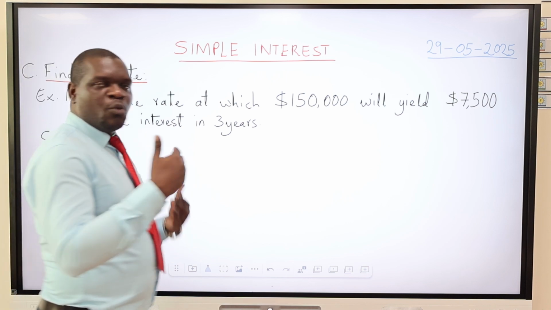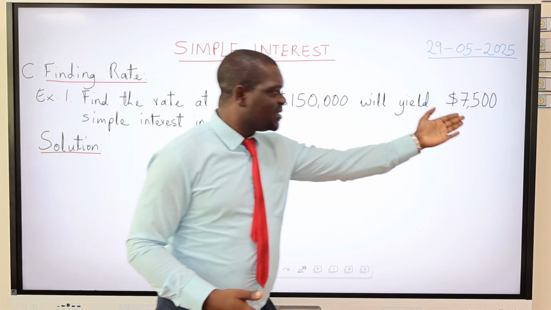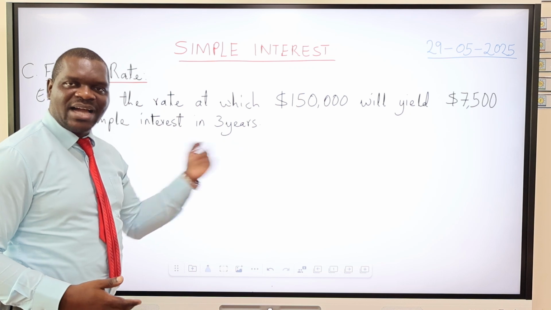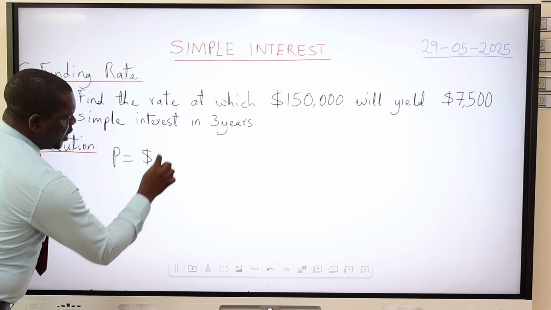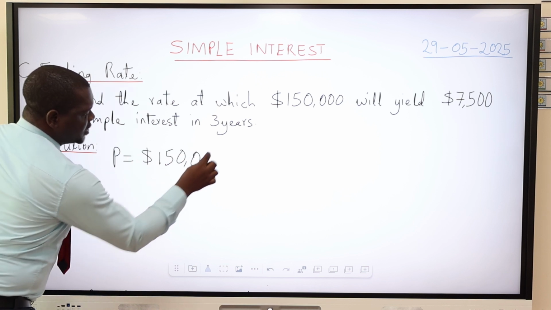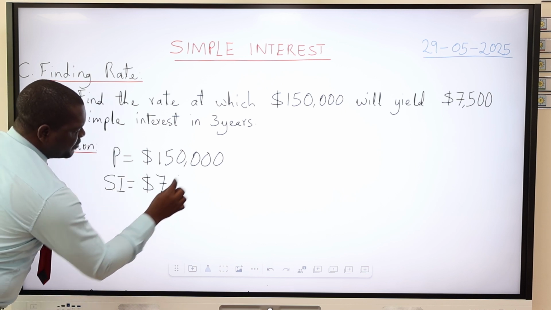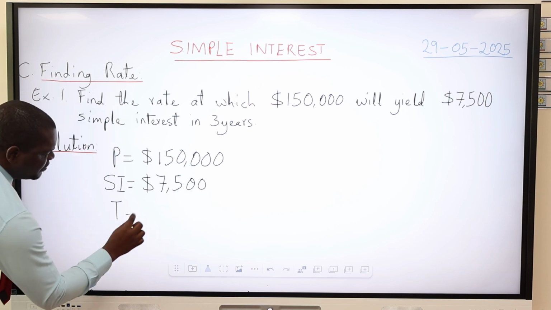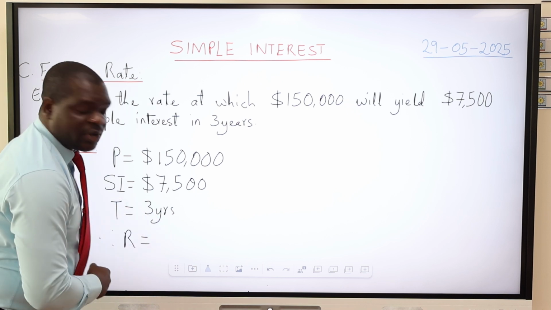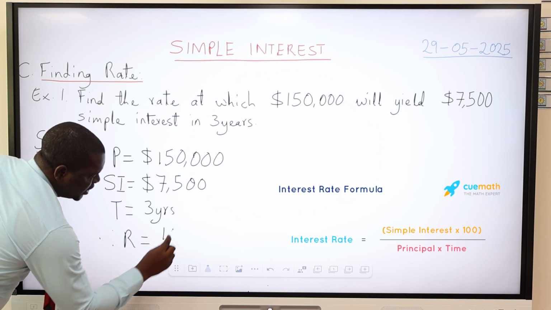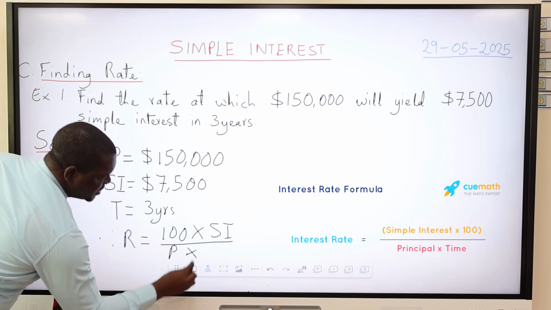Usually we move from what we know to what we don't know, and what we know are the principal, we know the simple interest, and we know the time. So we identify that. Principal P is equal to $150,000. The simple interest SI is equal to $7,500, and the time given is 3 years. Therefore, rate will be equal to, what is the rule for calculating rate? It is 100 times simple interest, all this divided by the principal times the time.